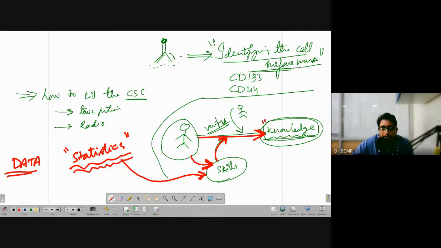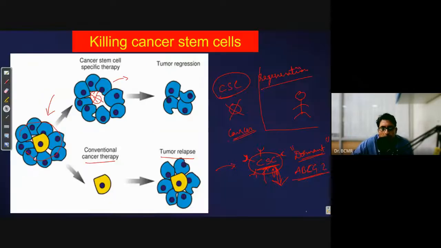Okay. Any questions? In cancer stem cells, we will discuss three or four different types of cancers. There we will go specifically into prostate cancer, breast cancer, melanoma, and maybe leukemia. Okay? Any questions?